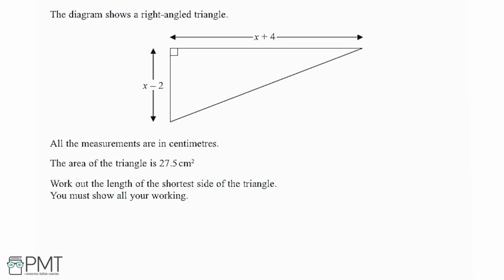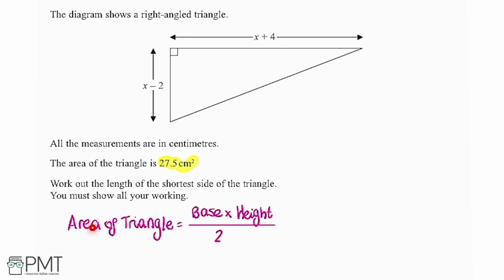The diagram shows a right-angled triangle. All the measurements are in centimetres, and we're told that the area of the triangle is 27.5 centimetres squared. And we need to work out the length of the shorter side of the triangle, showing all of our working. Now you may recall that the area of a triangle is the base times by height divided by 2.